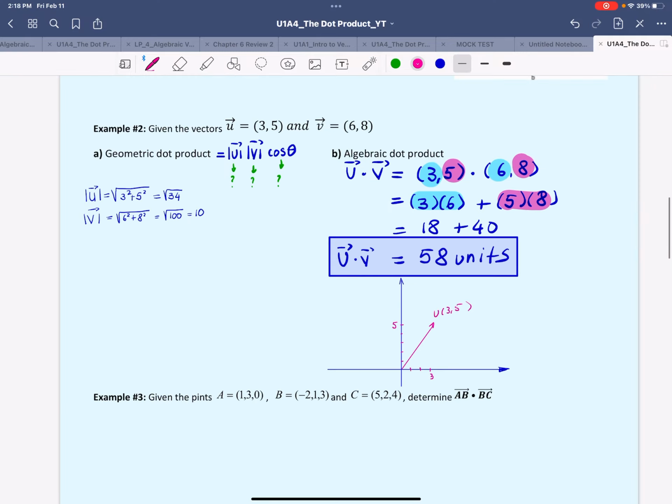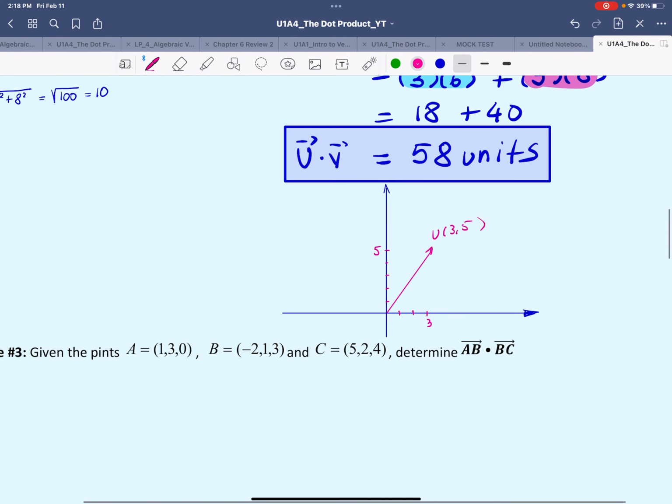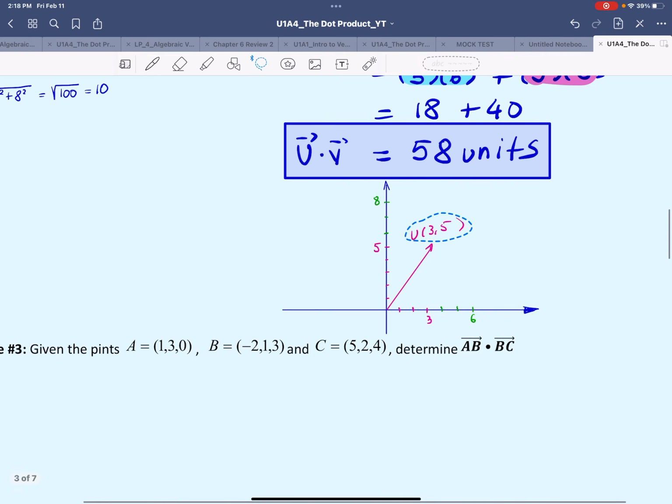Next, we'll draw vector v, which has coordinates 6 and 8. So 4, 5, 6, and here 6, 7, 8. And let's draw vector v. So the angle made between vectors u and v is this tiny little angle, right? And we called it theta. So I'll call this theta.